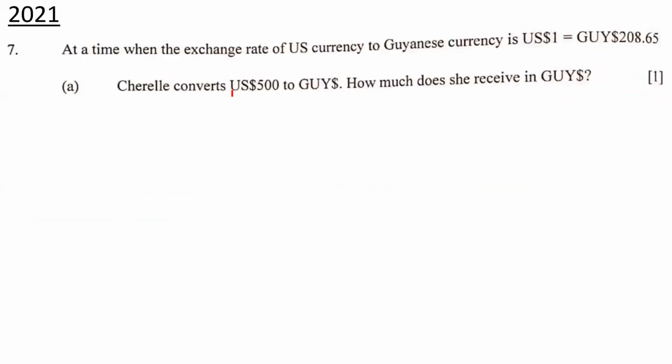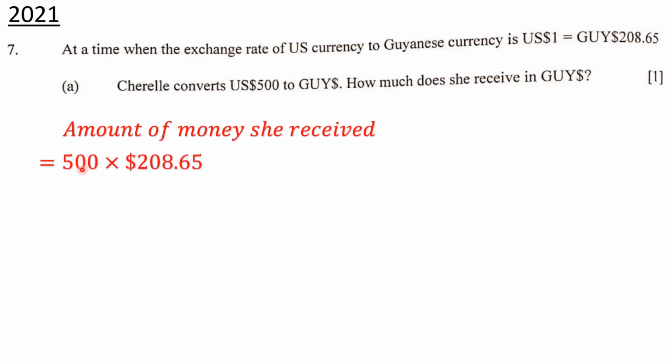Here we have, for question number 7, it says, at a time when the exchange rate of US currency to Guyanese currency is $1 to 208.65 in Guyanese, Sherelle converts $500 to Guyanese. How much money does she receive in Guyanese? Well, we know that $1 is going to be equal to $208.65 in Guyanese. And so we need to take our amount in US and multiply that by $208.65, which is going to be equal to 104,325. And so that's the amount of money that she received in Guyanese.